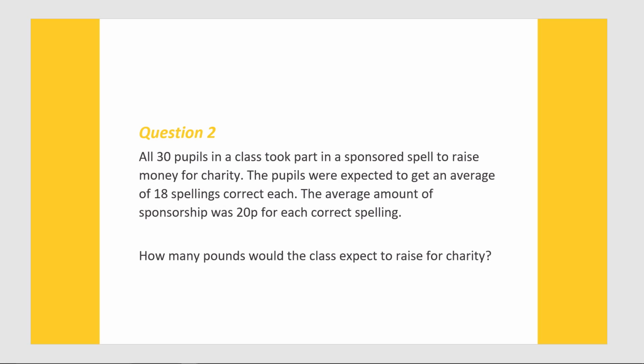All 30 pupils in a class took part in a sponsored spell to raise money for charity. The pupils were expected to get an average of 18 spellings correct each. The average amount of sponsorship was 20 pence for each correct spelling. How many pounds would the class expect to raise for charity?